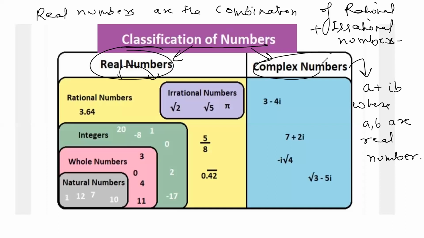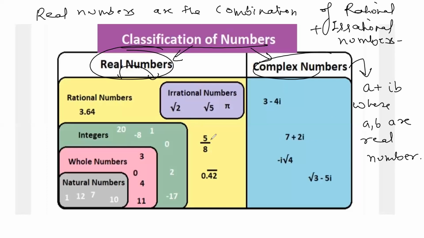Real numbers are the combination of rational plus irrational numbers, whatever number you have on the number line. And the second type, the complex number, can be written in the form of a plus iota b, where a and b are real numbers. These complex numbers you will use in class 11 maths or further in your graduation. So you will not use complex numbers now in class 10th. They will be studied in class 11th and more in 12th and graduation level, right?